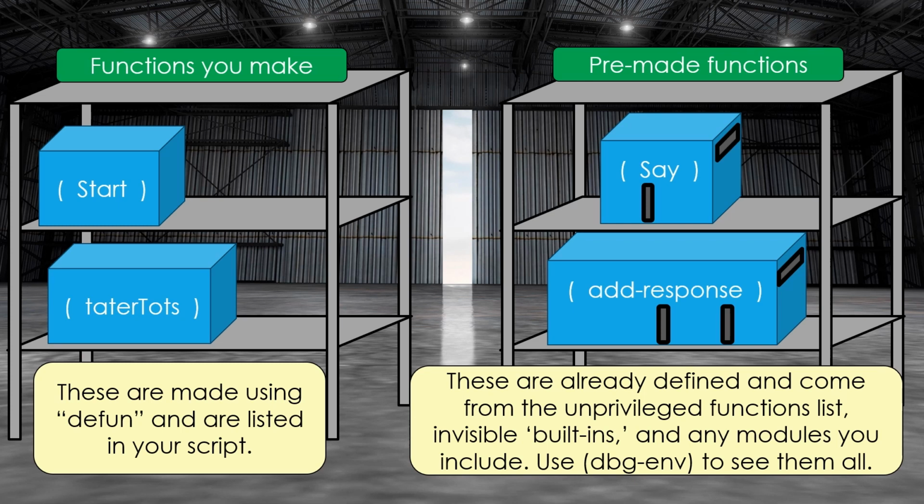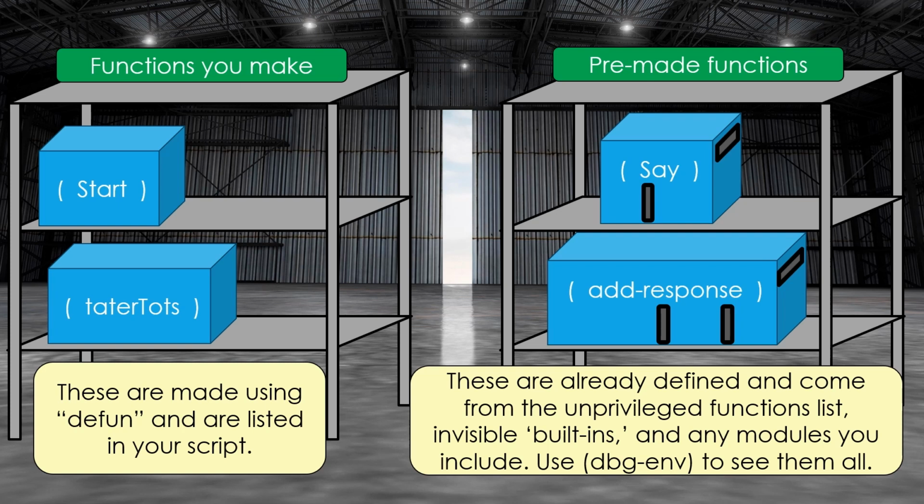In that warehouse, you also have functions. Some functions are ones that you put together inside the warehouse, so these are the ones that you define with defun and are listed out in your script. And other ones just come with that type of warehouse. So, custom NPCs come with the warehouse that includes unprivileged functions and built-ins. But quest NPCs that the NPC team can edit come with other functions, so other shells.